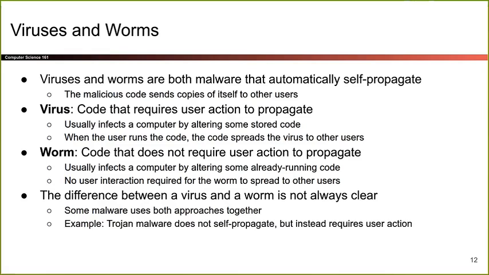Some malware doesn't self-propagate at all, but requires user action to show up. That's called a Trojan. If you've ever run antivirus and you see something called a Trojan horse, that's a type of malware that is not going to send itself to other people, but you have to click on something for it to work. So there are lots of different categorizations. This is just one example.